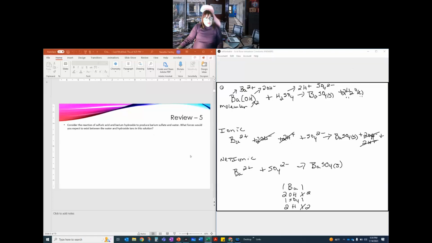What forces would you expect to exist between water and hydroxide ions in this solution? Okay. So let's talk about our forces. We talked about the forces that exist. We will talk about in the review the forces that exist. There are 4 types of forces that we need to be able to deal with. The first of those, the strongest, is hydrogen bonding. The second, down from that, is ion dipole. The third is dipole-dipole. And the fourth is called van der Waals.